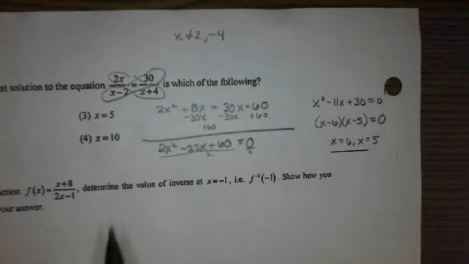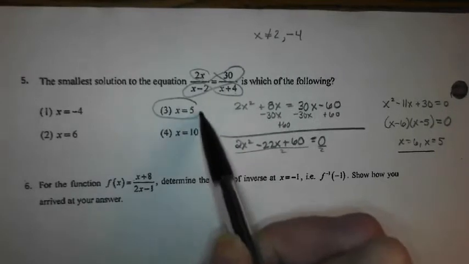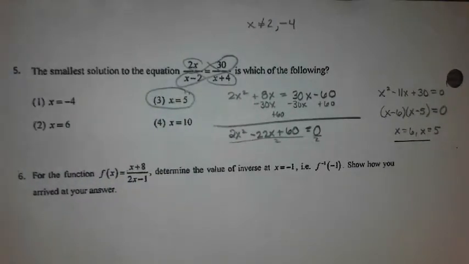So which of the following is the smallest solution? 5. That's tricky, of course. They put both the answers there. You have to make sure you read that detail.